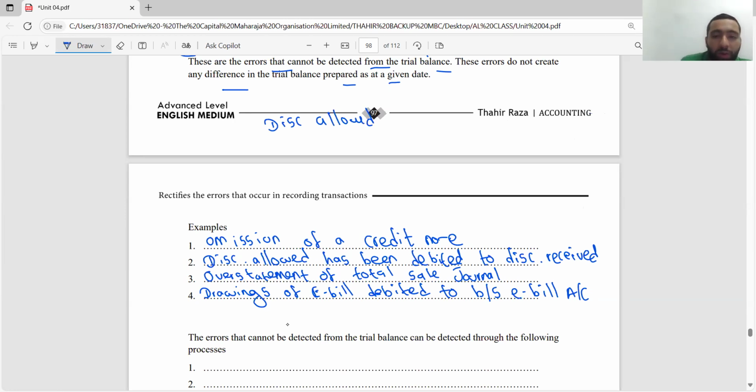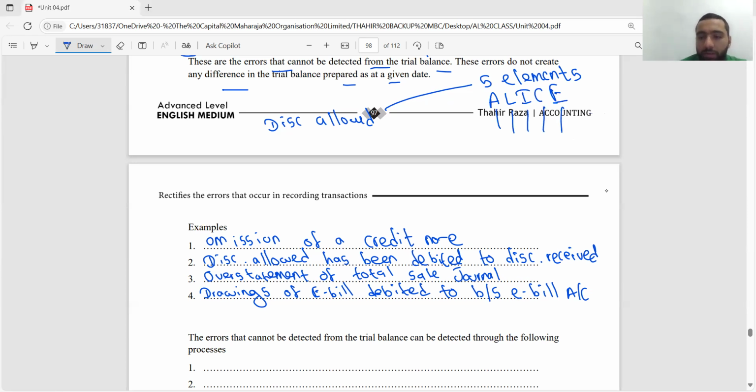Discount allowed, from the 5 elements of accounting. What is discount allowed? Expense or income or liability or asset or what? Ziana has already given the answer, but I want to know out of the 5 elements of accounting, discount allowed falls into which category? Assets, liabilities, income, capital, and expenses. Yes, very good. Superb. Yes, it is an expense.